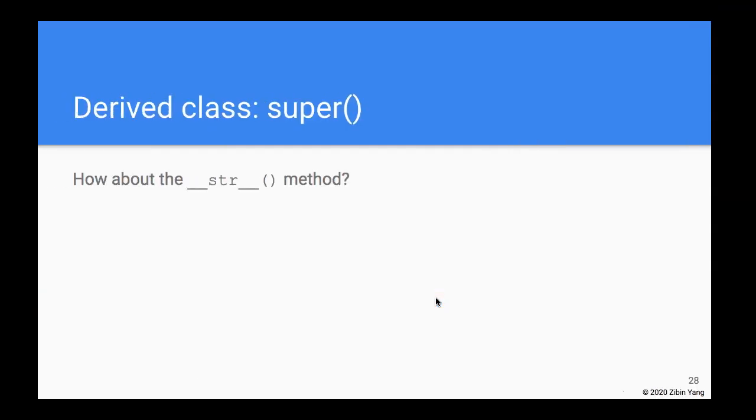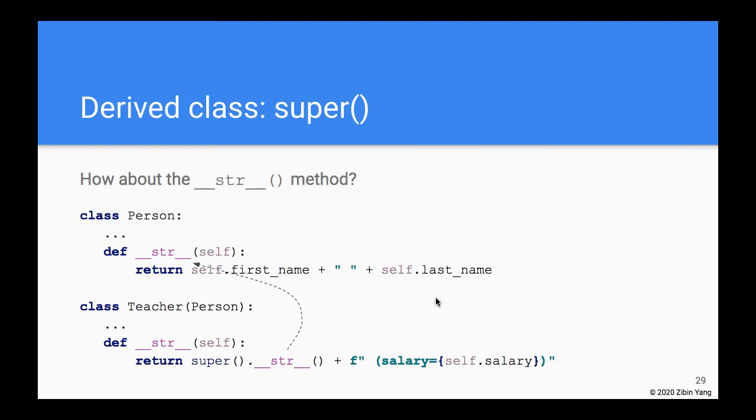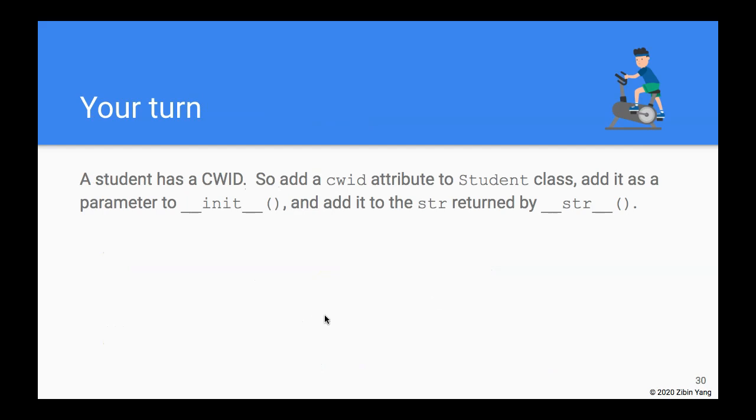All right, so that is the slide. And now I would like you to write some similar code for the student class. All students at Foothill have this CWID. So please try to add the CWID attribute to the student class, by adding it as a parameter to the dunder init, and also add it to the dunder string method.